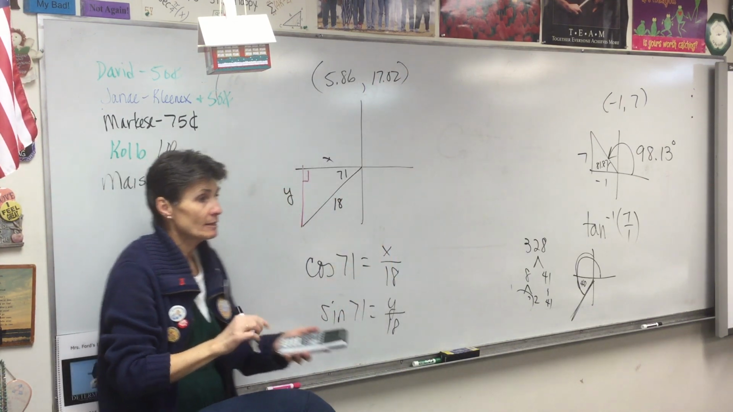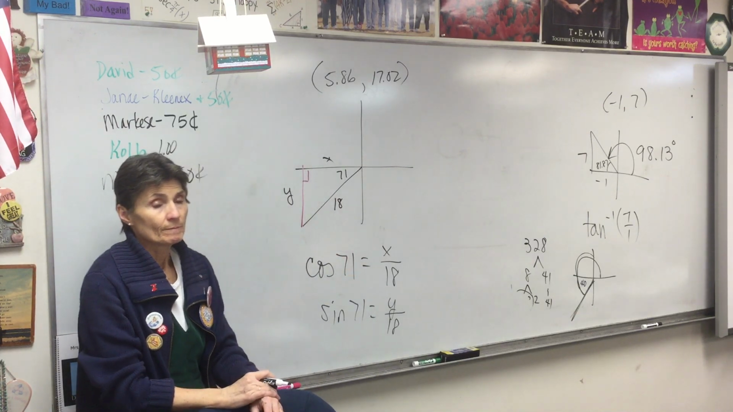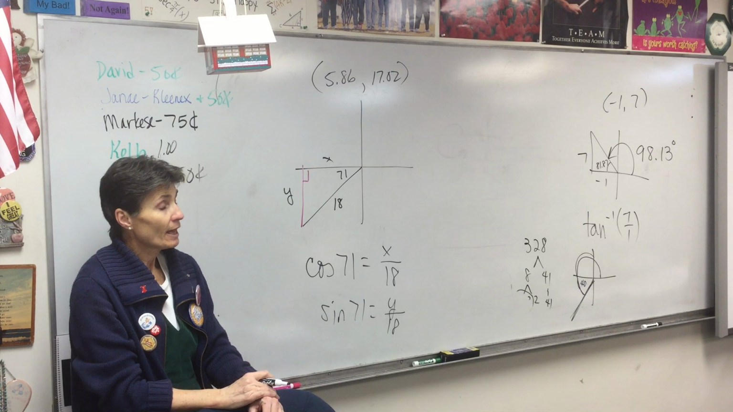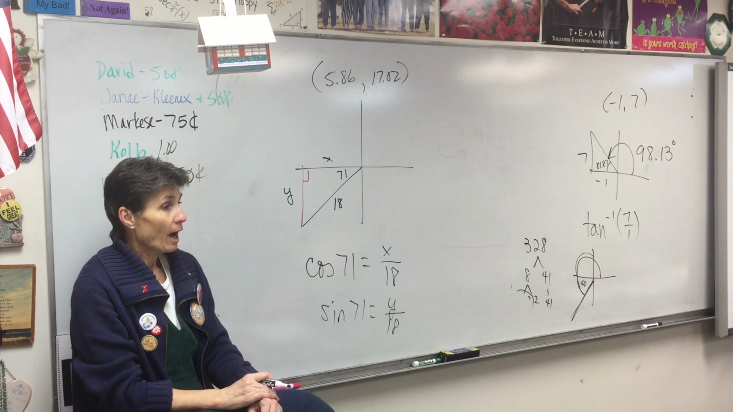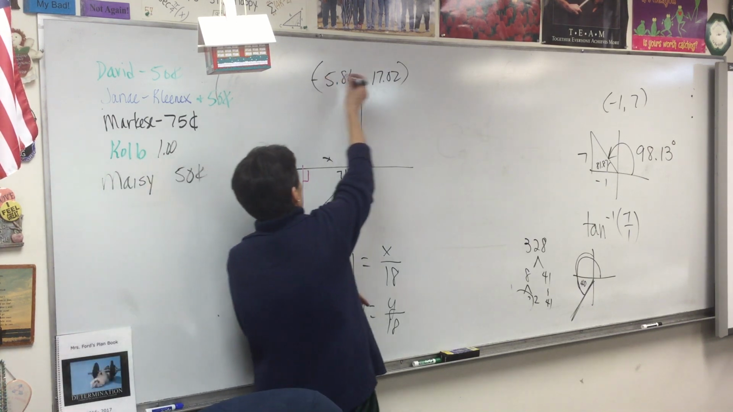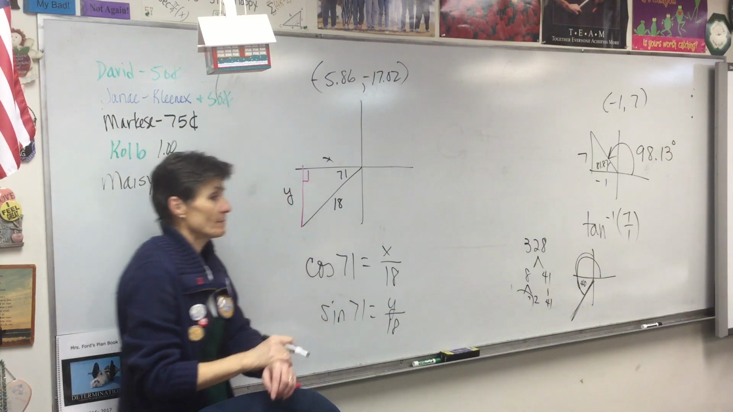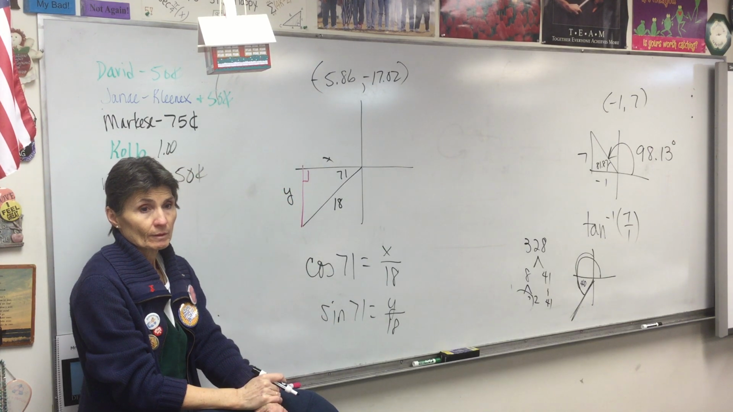And then I must stop myself and say, hey, I am not in quadrant 1. I'm in 3. And if I'm in 3, they're all negative, right? If I'm in quadrant 3. Right?